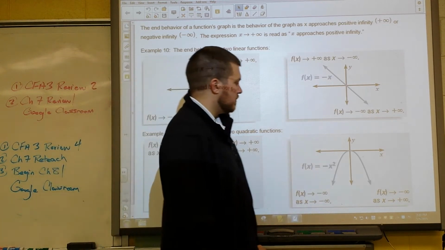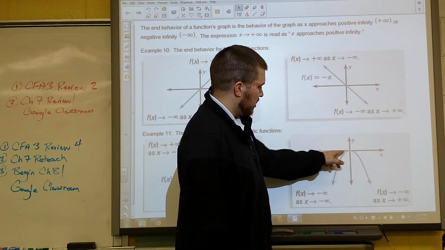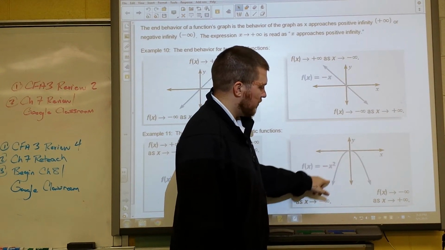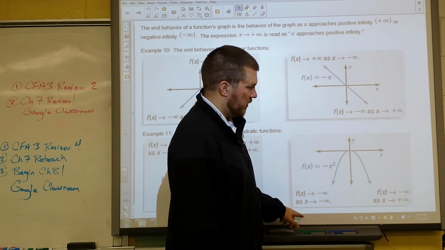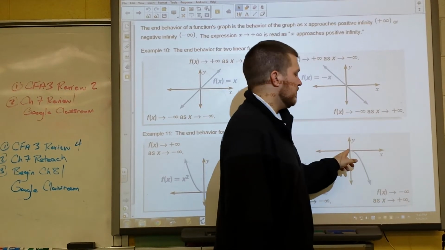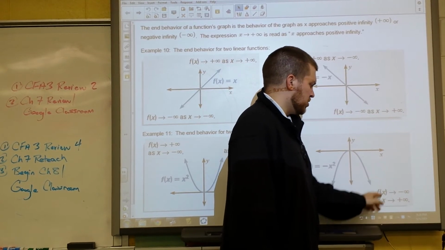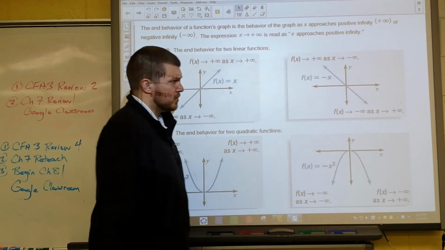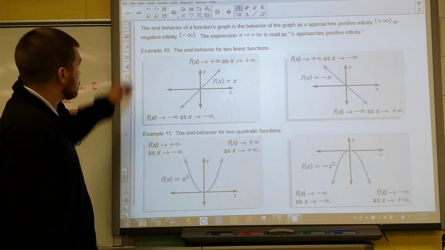And same idea here. As x is approaching negative infinity, we can see very clearly that the y values are falling for the graph. As x is approaching positive infinity, we can see very clearly that the y values, our f of x, is approaching negative infinity. It keeps going down no matter what we do.